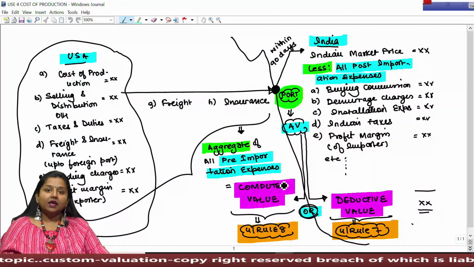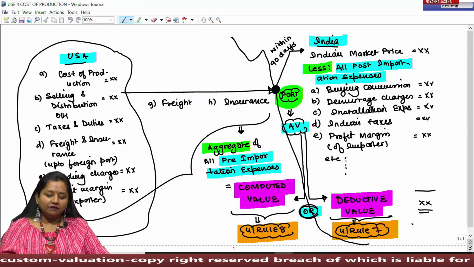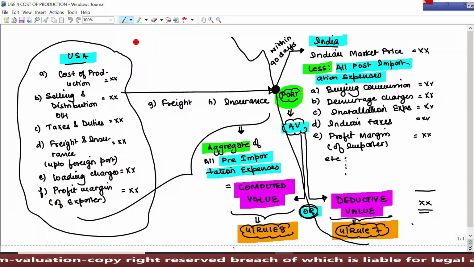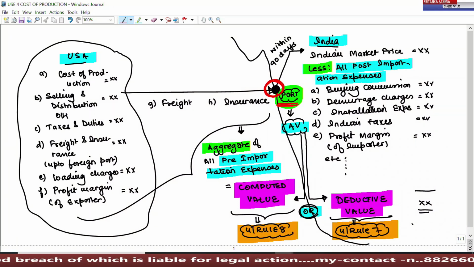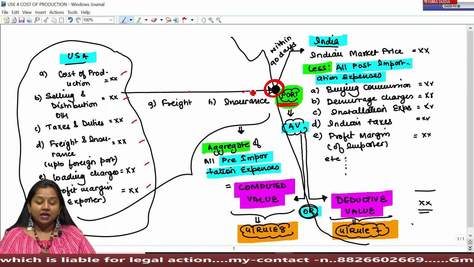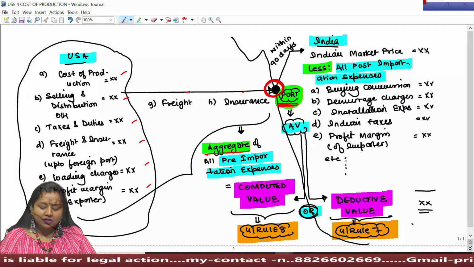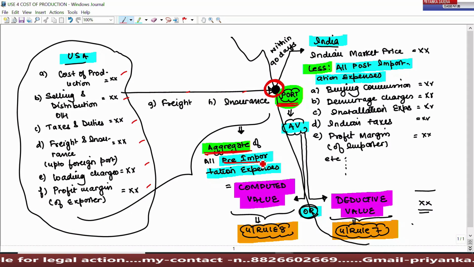Now, let us see. If identical and similar goods are not available, then we have two other ways of determining the assessable value. Lawmaker says that since assessable value has to be computed at the Indian port, therefore, either we can consider all the expenses incurred on imported goods and shall take the aggregate of all such pre-importation expenses, whose aggregate shall be considered as computed value, where such computed value shall be taken as assessable value under Rule 8.